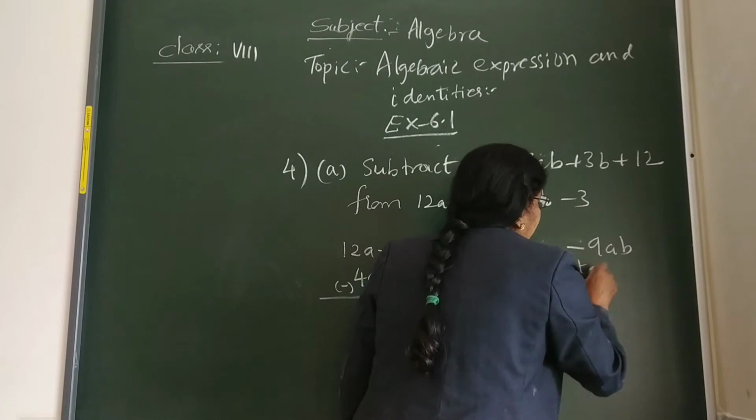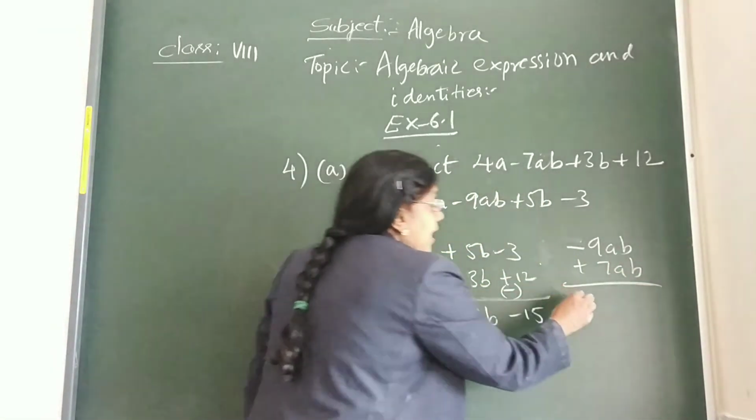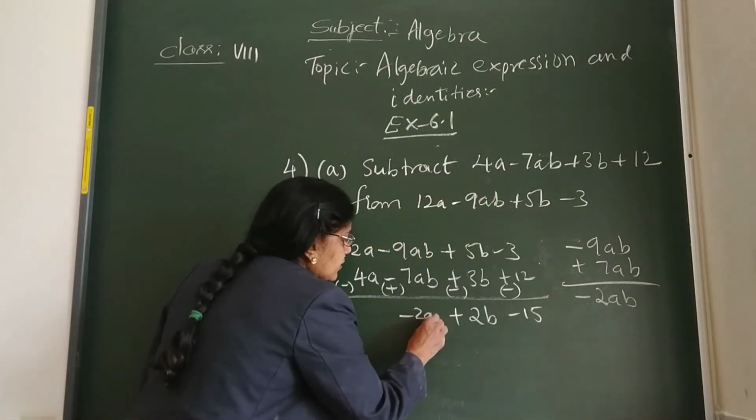Minus 9ab plus 7ab. Which is the greater number? 9. What is the sign? Minus. 9 minus 7 is 2. So I got it as minus 2ab.